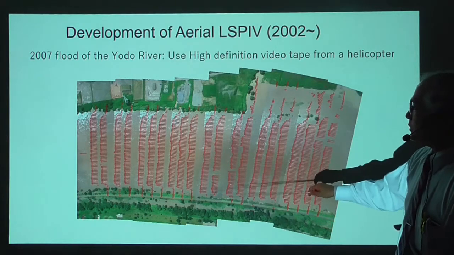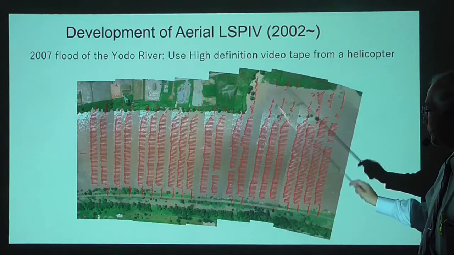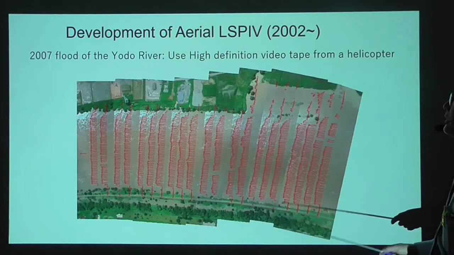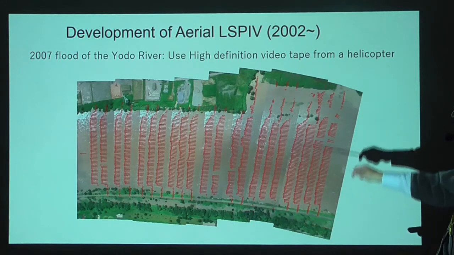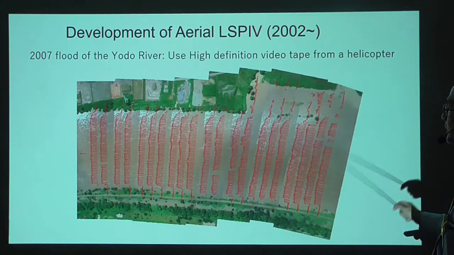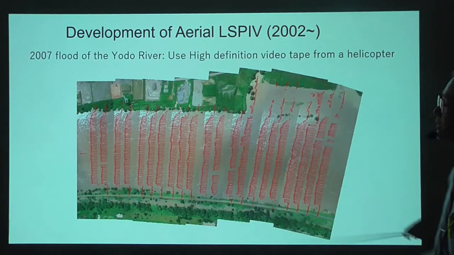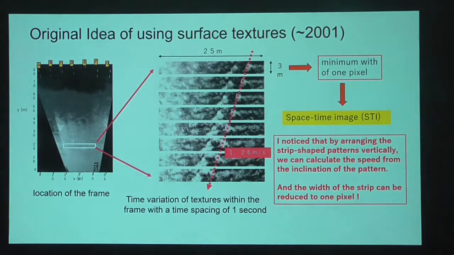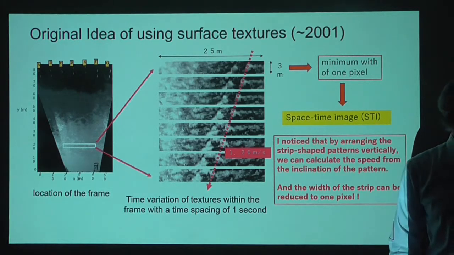So the maximum velocity was about 3.3 meters per second. For each set, we applied instantaneous PIV and then overlapped the image. This is maybe the first trial of the aerial LSPIV using helicopter images. Another example is just the start of the space-time image velocimetry.